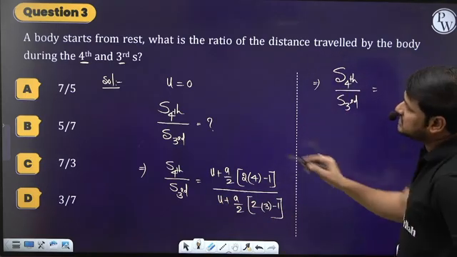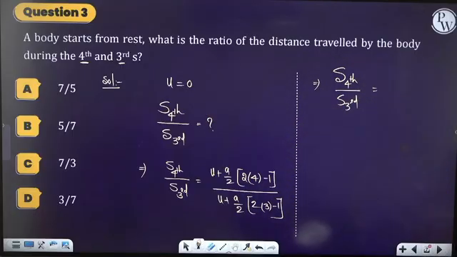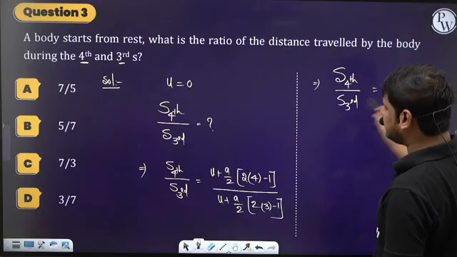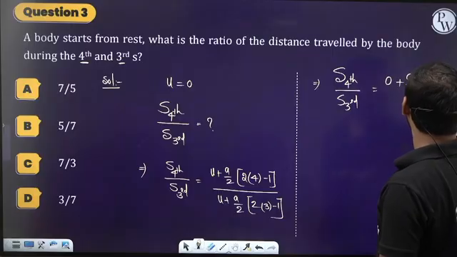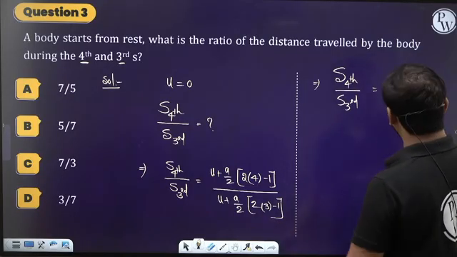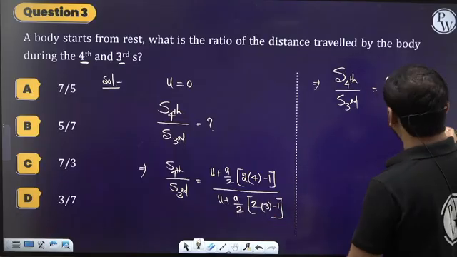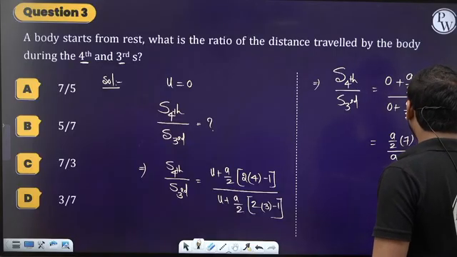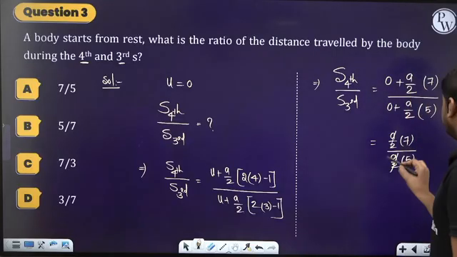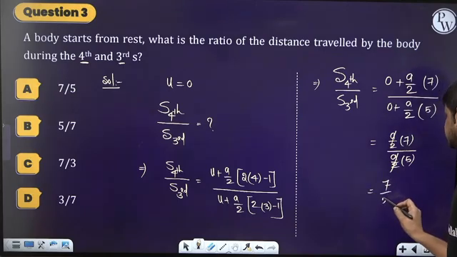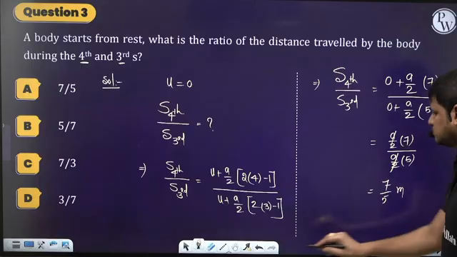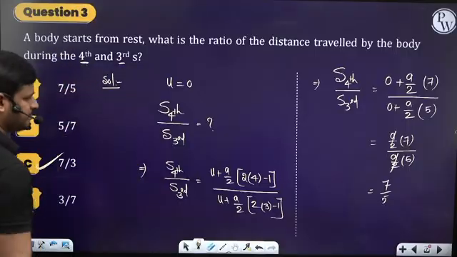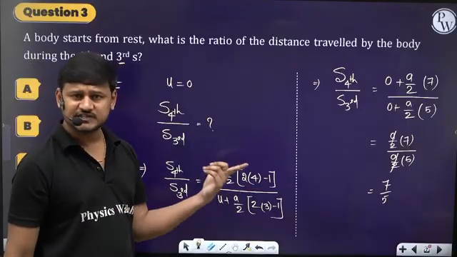the initial velocity of the body is 0. Sorry guys, the initial velocity is 0. So 0 plus a by 2 into (2n minus 1), that is 8 minus 1, which is 7. Then for the denominator, 0 plus a by 2 into 6 minus 1, which is 5. So I can write a by 2 into 7 in the numerator by a by 2 into 5 in the denominator. So a by 2 cancels, and this is going to be 7 by 5. So the ratio, the units get cancelled, is simply 7 by 5. Clear? Understood? Any doubts till here?